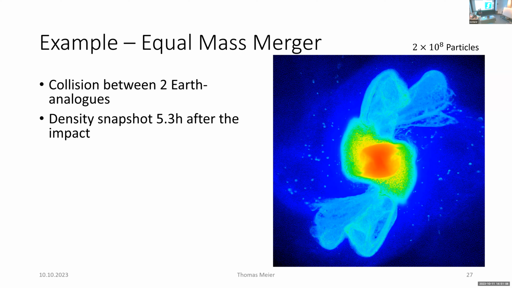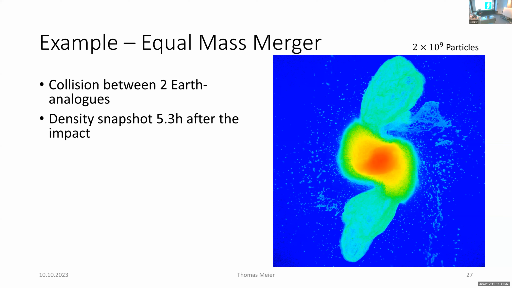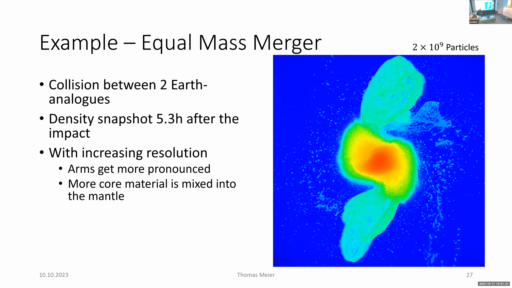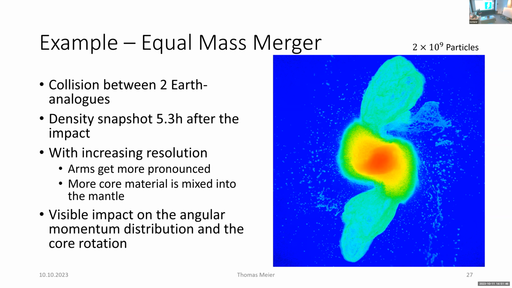Then this is from the video you saw before, 200 million. Now we have really pronounced arms, and here you can see a lot of these flakes of suspended material. Then we go again 10 times more particles, and now these arms are really pronounced. And here you can't even see the flakes anymore because there are so many of them. That's essentially what I want to say. The arms get more pronounced, and the core material is mixed more and more into the mantle. This also has a visible impact on the core rotation, as I said before.